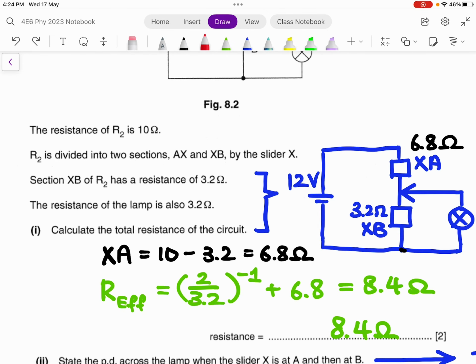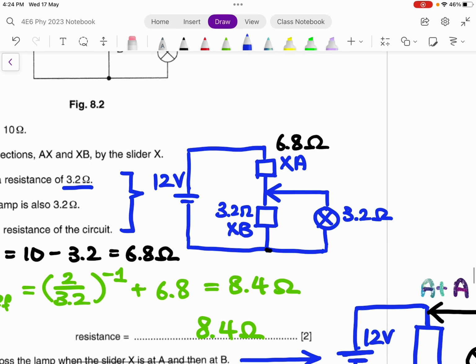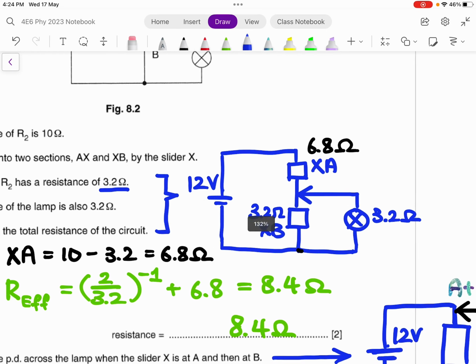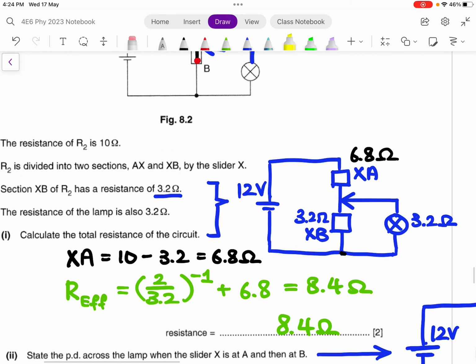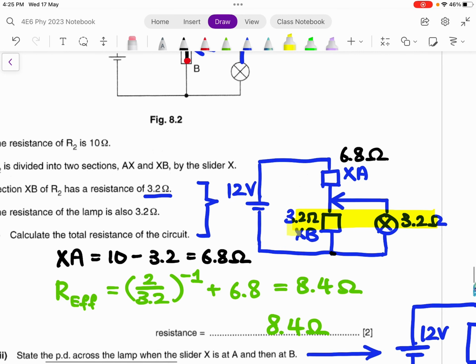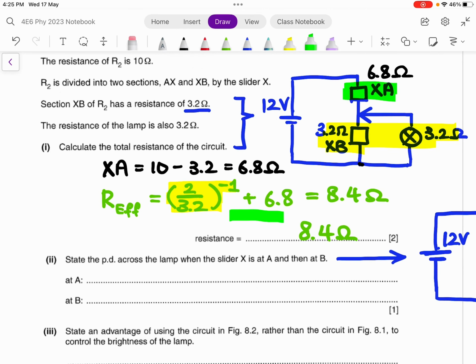And they already tell you that this XP has 3.2 ohm. Then they also tell you that the lamp is 3.2 ohm. So if you look at this circuit, you have this parallel part, which you can find like this. After you find the parallel part, it becomes in series with this, which then you can just sum up like any series circuit. So most of you are able to calculate this. It is part 2, which is actually the stretching question, which I will spend more time on.